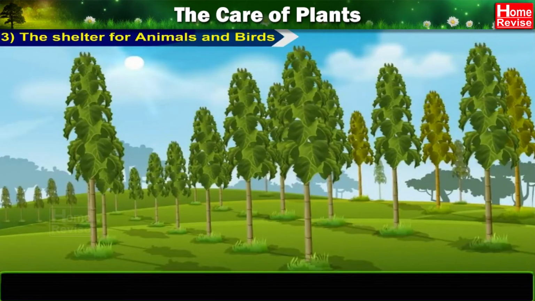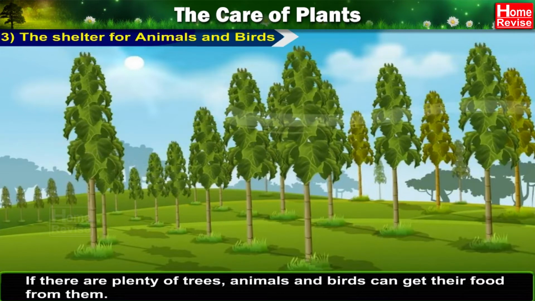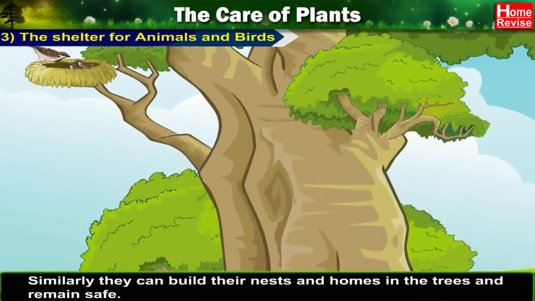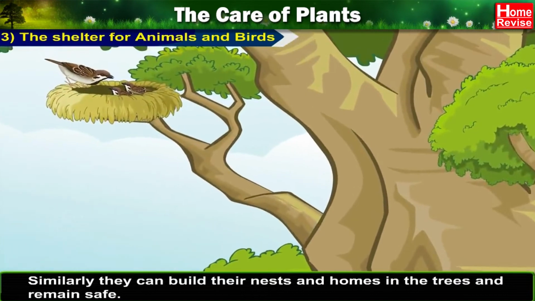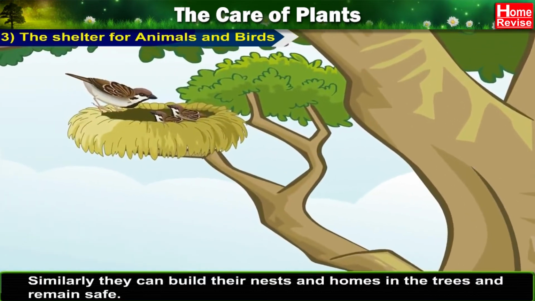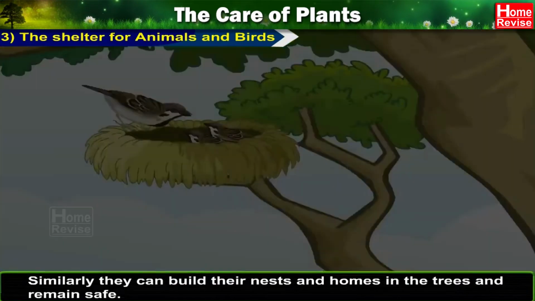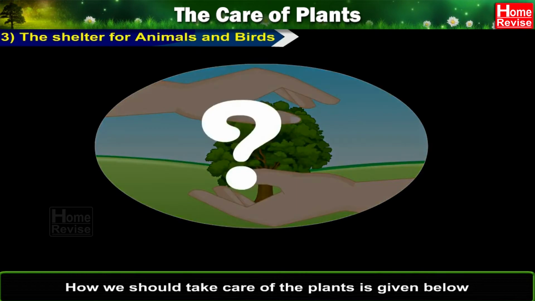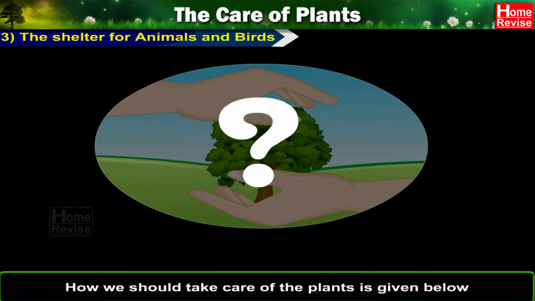3. The shelter for animals and birds. If there are plenty of trees, animals and birds can get their food from them. Similarly, they can build their nests and homes in the trees and remain safe. Therefore, it is necessary to take care of plants. How we should take care of the plants is given below.